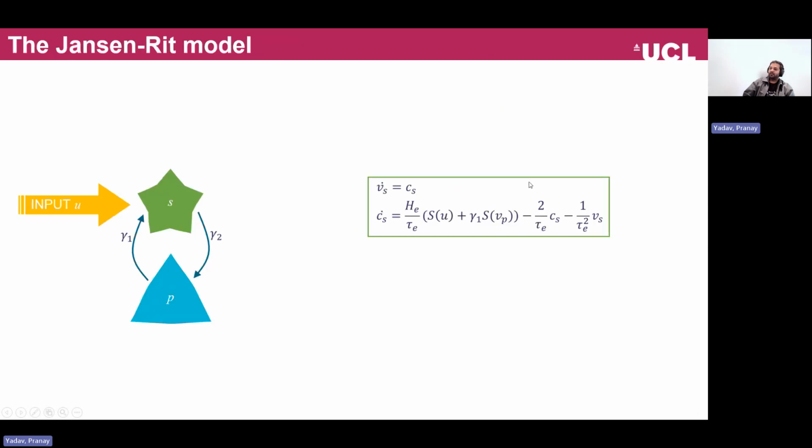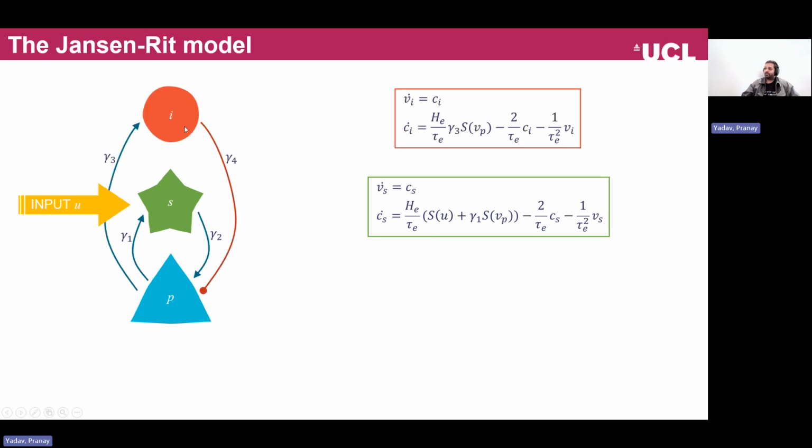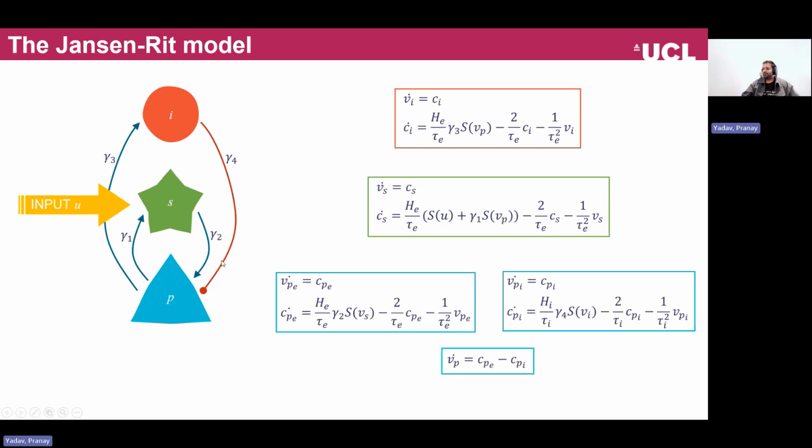Right. Now coming back to our equations, we can write the same equations down for the inhibitory interneuronal population, which only receives one input from the pyramidal population scaled by gamma 3. And for the pyramidal population, we see there's one set of connections which are depolarizing due to the excitatory connections from the spiny stellate, and there's another set which is inhibitory and thus hyperpolarizing. So the net depolarization of the pyramidal population is just the difference between those two.